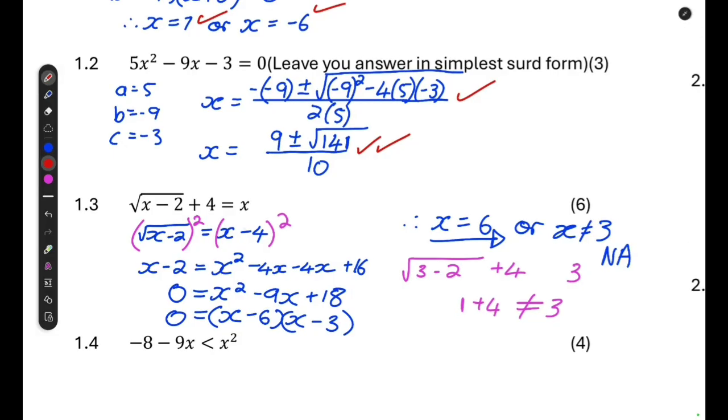Where do I get my 6 marks? I would get a mark for moving the 4 over and then for squaring both sides. Then I'm going to get a mark for the trinomial, then a mark for each answer, and then for cancelling the one answer. So that's my 6 marks for this question.